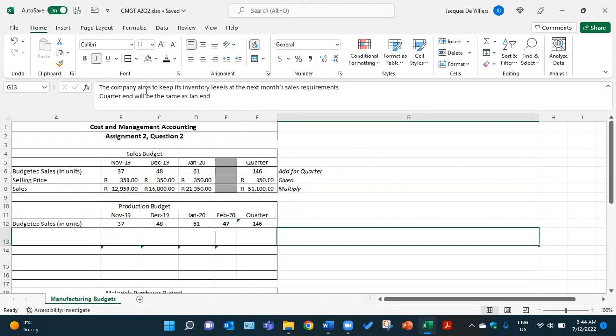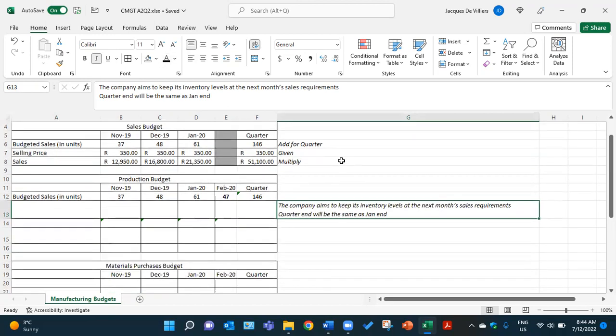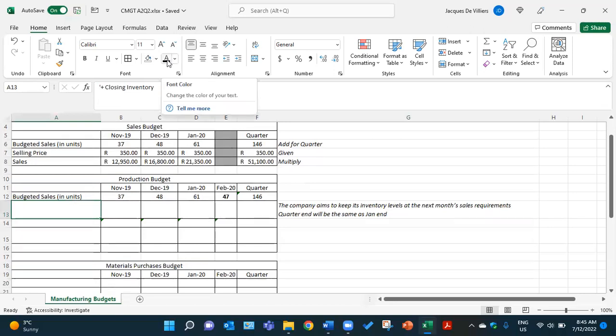Remember, they gave you very important information. They say the company aims to keep its inventory levels at the next month's sales requirements. So when we look at our closing inventory that we want at the end of the month: at the end of November, I want enough to cover all my sales for December, which is 48. At the end of December, I want enough closing inventory to provide for all the 61 sales that I plan to do in January. And in January, and this is why we needed February, I needed to have 47 on hand so that I have enough for February.